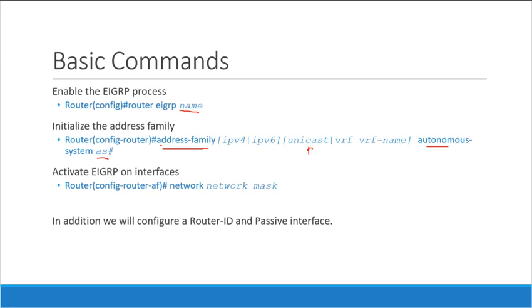In our case, we're going to just look at configuring it for IPv4 and IPv6. So we would just type in address-family ipv4 autonomous-system and then the autonomous system number, and then the same thing for IPv6. And then we want to activate EIGRP on our specific interfaces, so we can use the network command with the network and mask. In addition to the basics here, we will configure a router ID and a passive interface in this video.